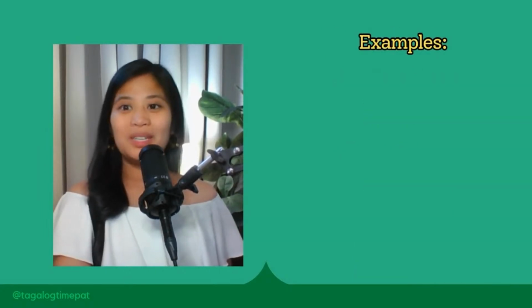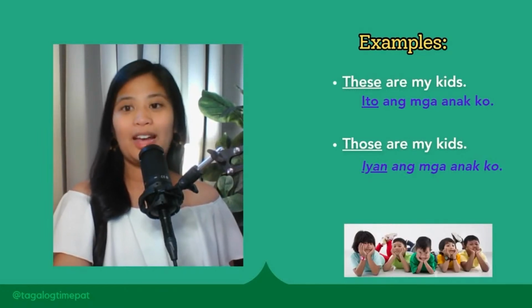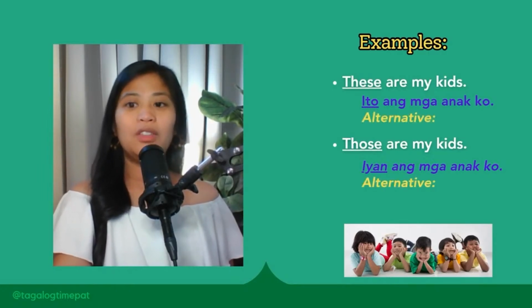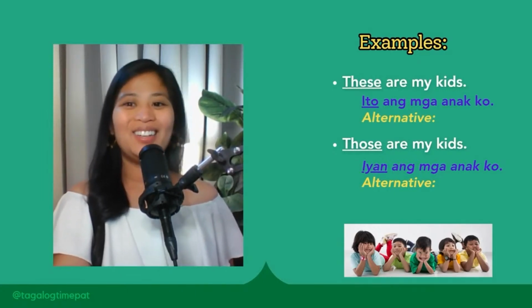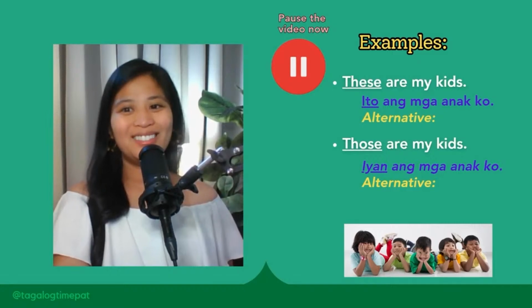So let's do some examples. These are my kids is "ito ang mga anak ko." We learned that. And then those are my kids: "yan ang mga anak ko." I want you to think of the alternative. Remember, we took out the word "ang," and then we had to switch up the order. So if you need to take a look at the last slide, you can flip back. But go ahead and pause the video now if you'd like, and then we'll go over it.